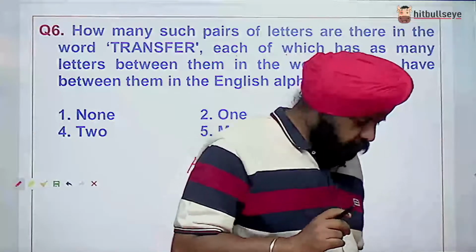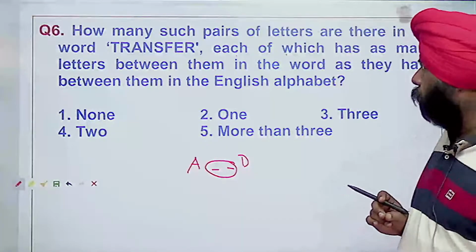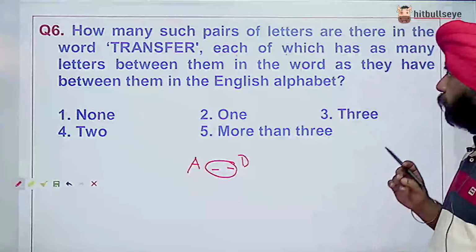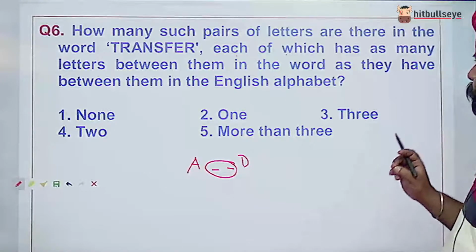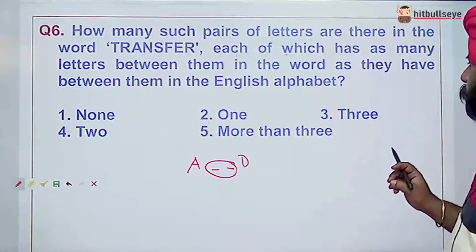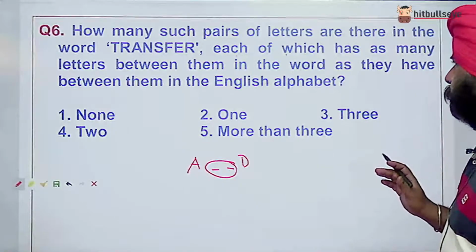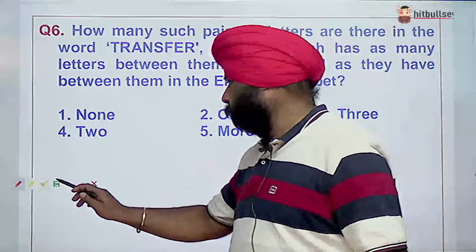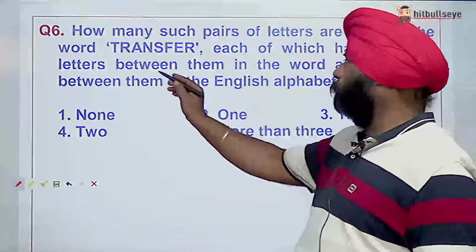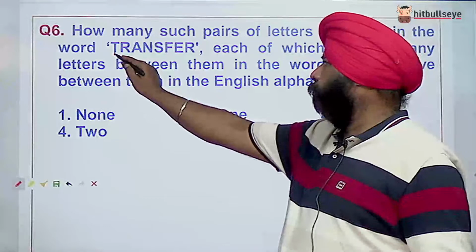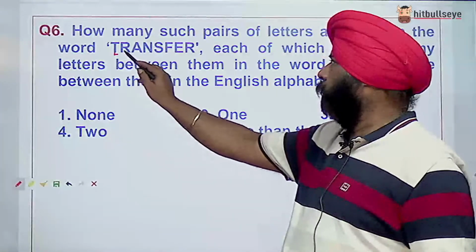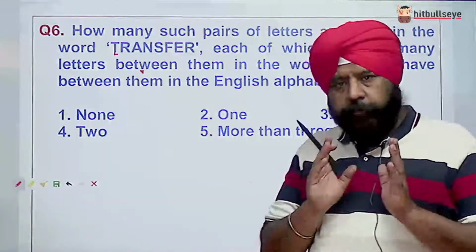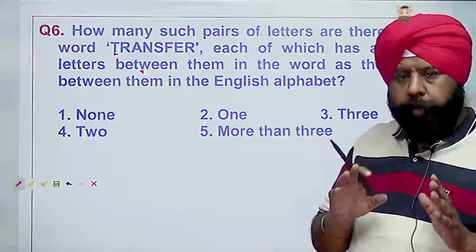You may read the question again. How many such pair of letters are there in the word transfer, each of which has as many letters between them in the word as they have been between them in the English alphabet? So word transfer. If I start from here, T, then P, Q, R, S, T, U, V, W, X, Y, Z, so no match with T.